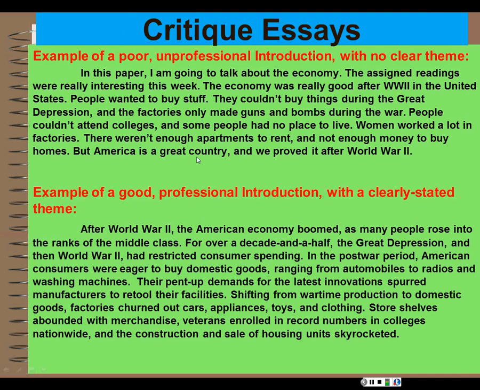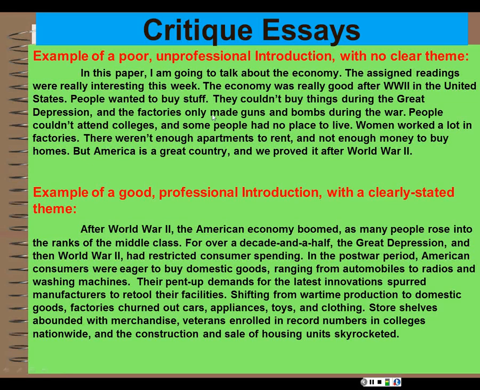Now, an example of a poor, unprofessional introduction with no clear theme would be this. Let me read it over very quickly, and you'll hear why this is unprofessional, a poor essay. In this paper, I am going to talk about the economy. The assigned readings were really interesting this week. The economy was really good after World War II in the United States. People wanted to buy stuff. They couldn't buy things during the Great Depression, and the factories only made guns and bombs during the war. People couldn't attend college, and some people had no place to live. Women worked a lot in factories. There weren't enough apartments to rent, not enough money to buy homes. But America is a great country, and we proved it after World War II.